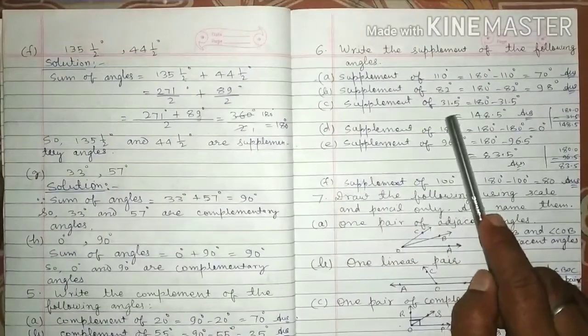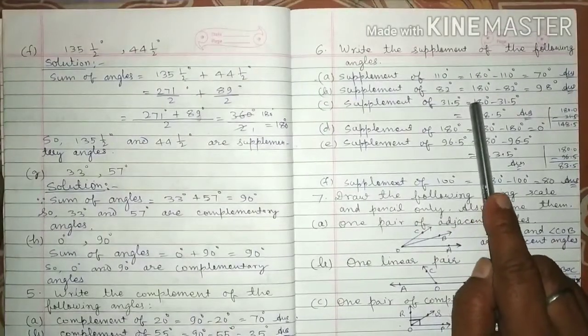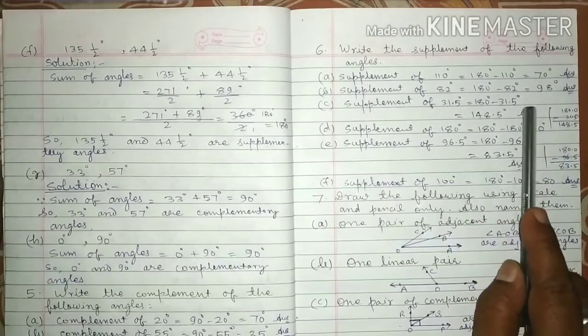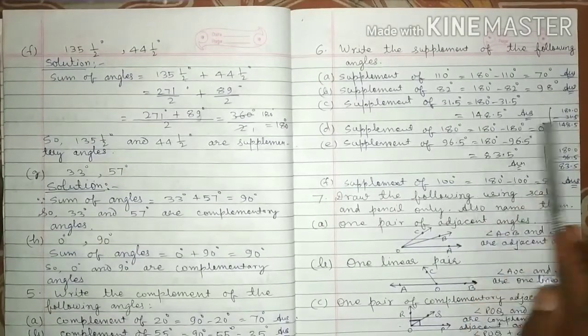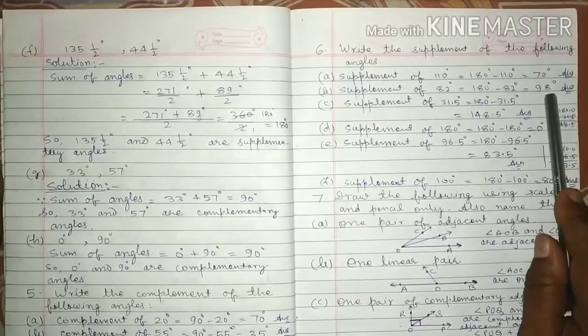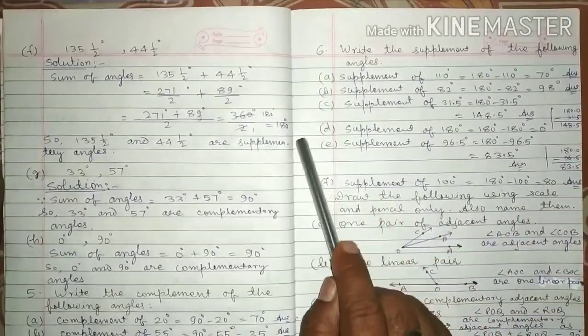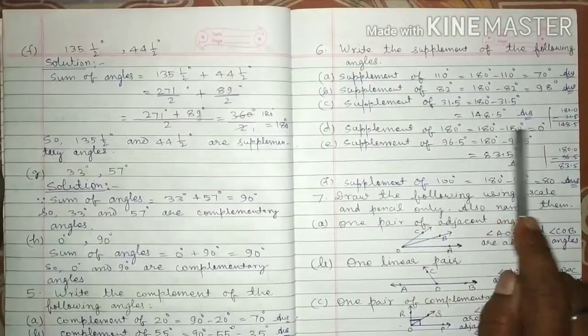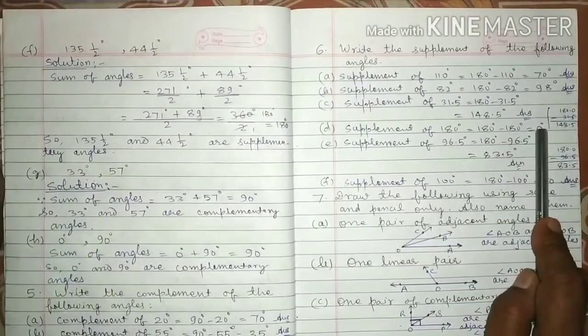C. Supplement of 31.5 degrees equals 180 degrees minus 31.5 degrees. Here we subtract, we get 148.5 degrees. This is the answer of question number C. Now D. Supplement of 180 degrees equals 180 degrees minus 180 degrees, that is 0 degrees.